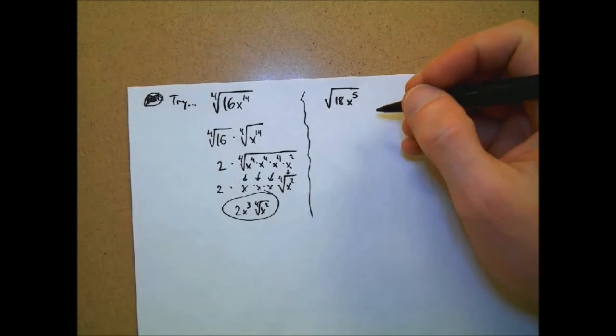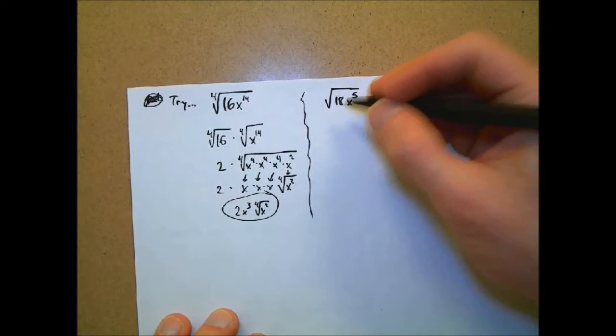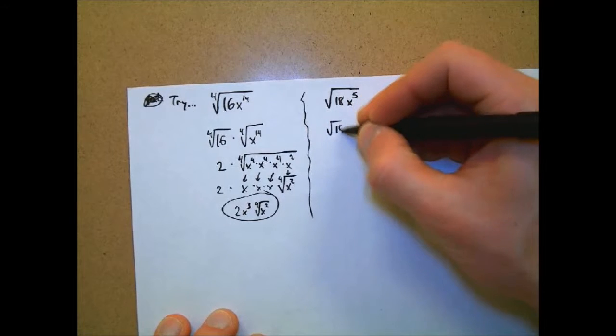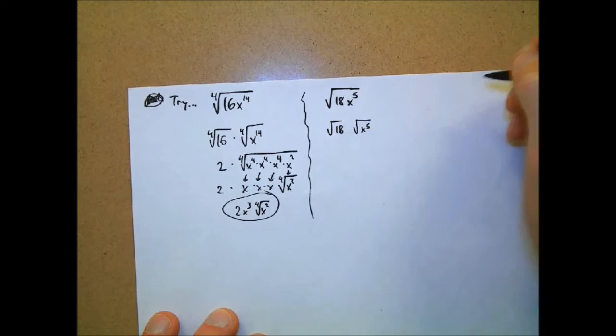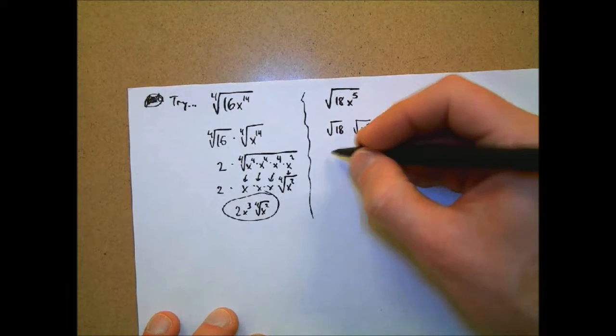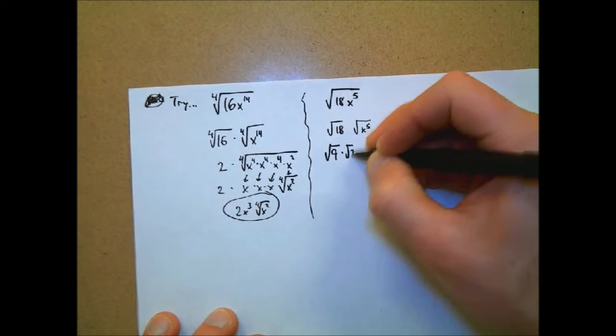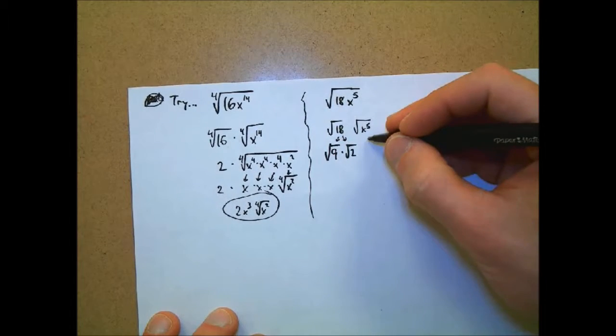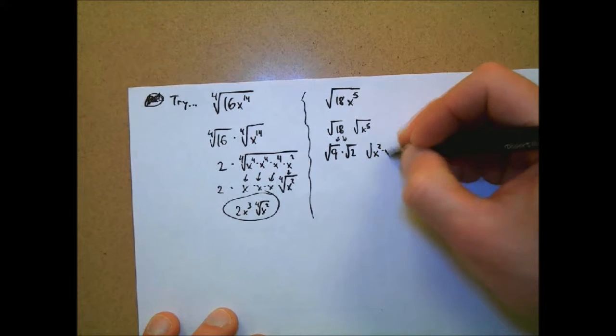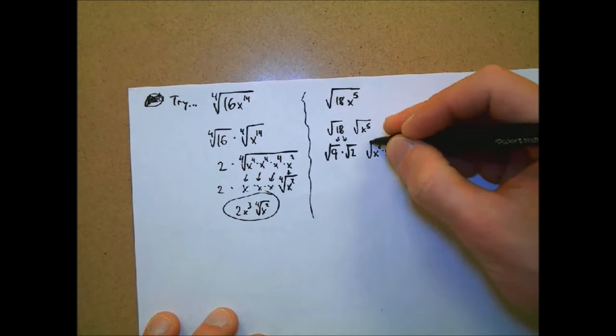All right, next one here, square root of 18x to the fifth. Same idea, except 18, if I break it up here, is not a perfect square, nor is x to the fifth, right? So it won't simplify super quickly, but I can take 18 and make it root 9 times root 2. And then x to the fifth, I can rewrite as x to the 2 times x to the 2 times x to the 1, right? 2, 2, and 1.